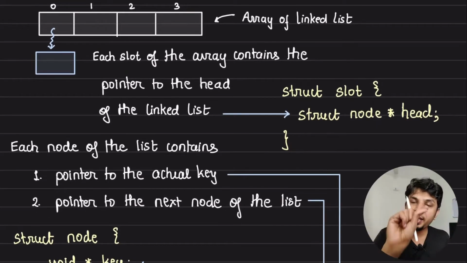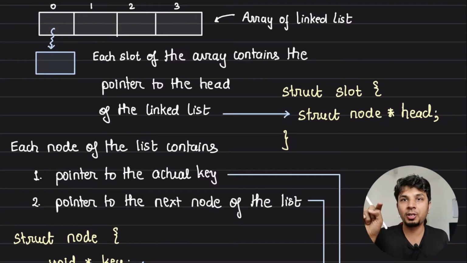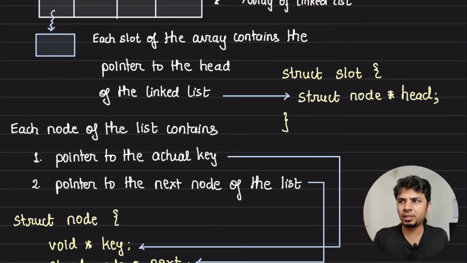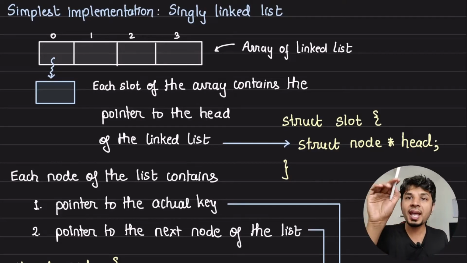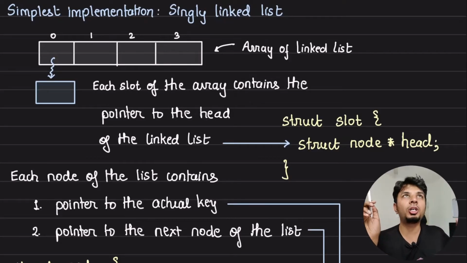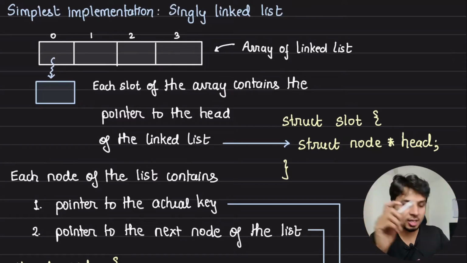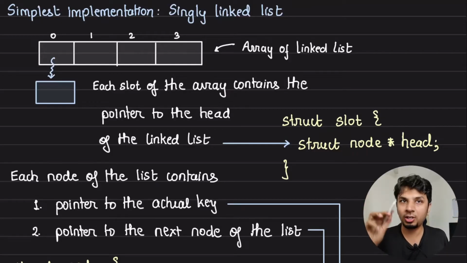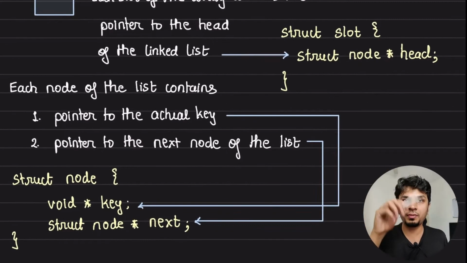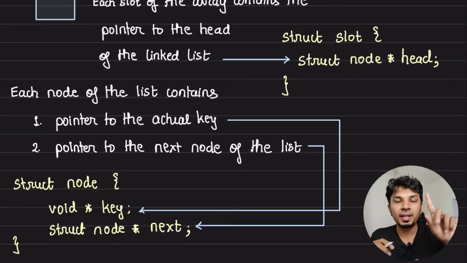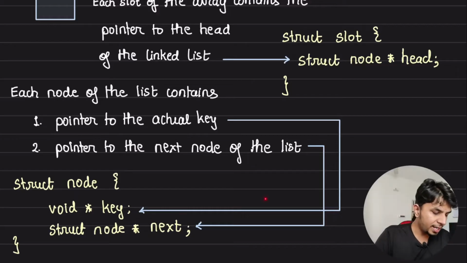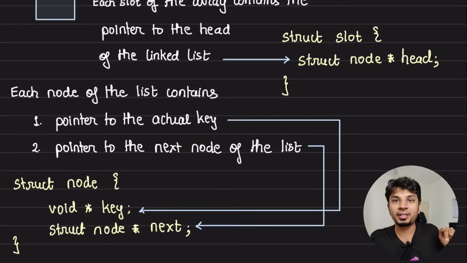Each slot of the array contains a head pointer to the linked list, which looks like the standard definition of a struct. So every slot is nothing but a structure called slot with a struct node star head pointing to the head element of the linked list. And each node of the linked list contains two things: an actual key that it would store, and the pointer to the next node.